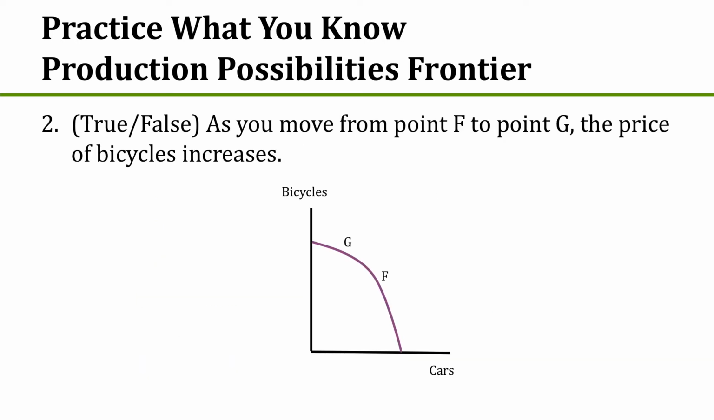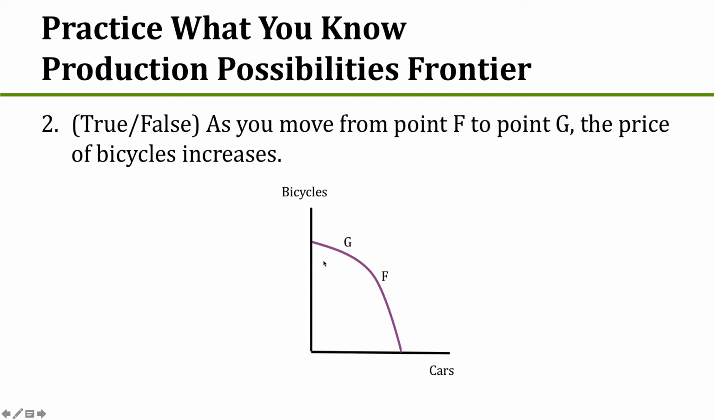The second sentence is, as you move from point F to G, the price of bicycles increases. So again, we are talking about bicycles and cars, but remember, in the production possibilities frontier model, we don't have prices yet. So we are only talking about the production quantities. So no prices yet. That's why when we move from point F to G, we cannot talk about the prices. What we can talk about is the production opportunity cost of bicycles.